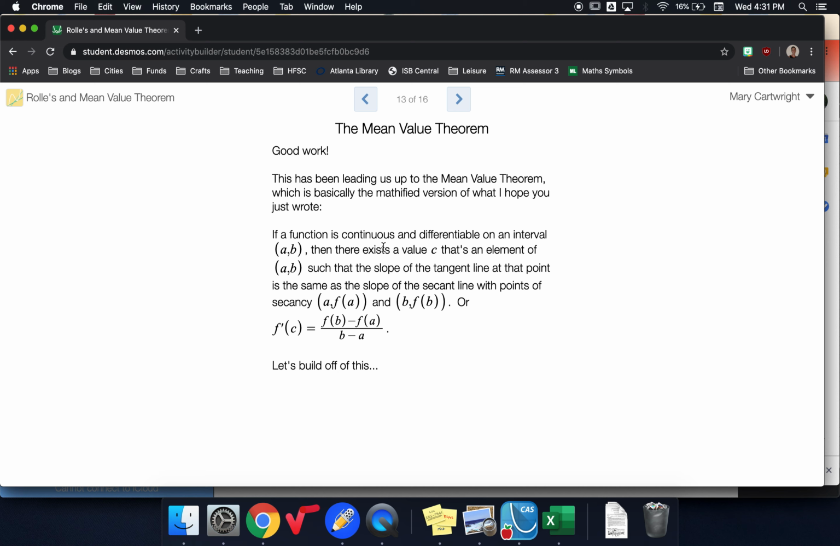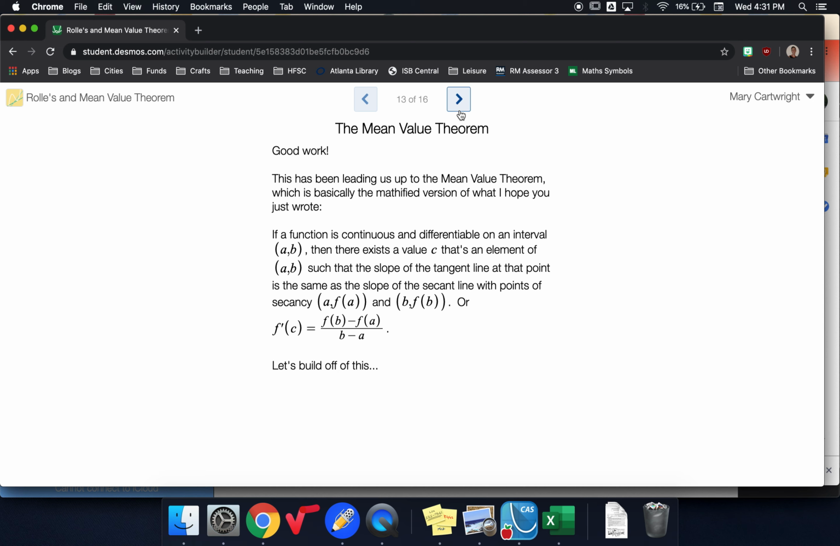So here's my definition of the mean value theorem. That if I'm continuous and differentiable on an open interval a to b, there's some value in between, so we're going to say c is in between a and b, such that the slope of the tangent line is the same as the slope of the secant. So the slope of the secant will be y minus y over x minus x, and the slope at c is going to be the same.